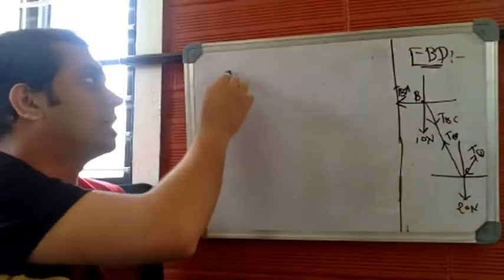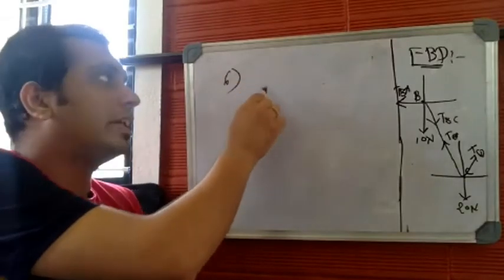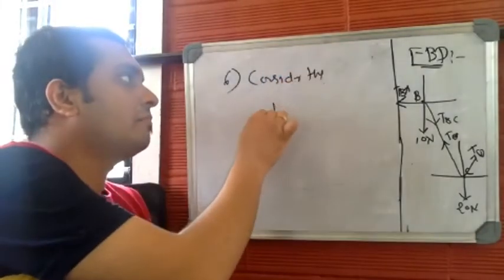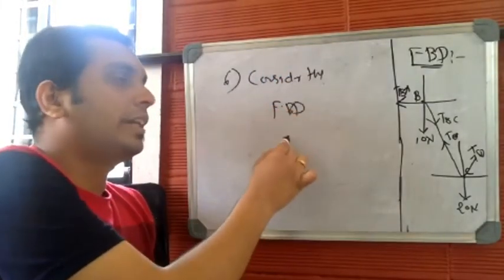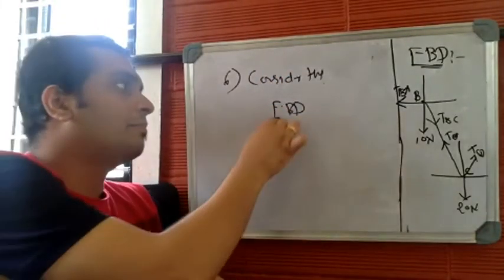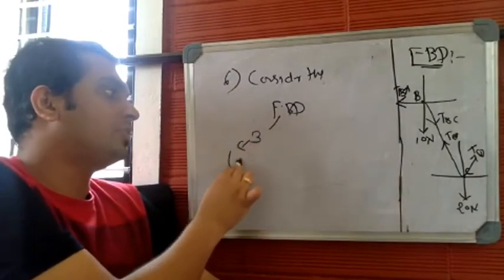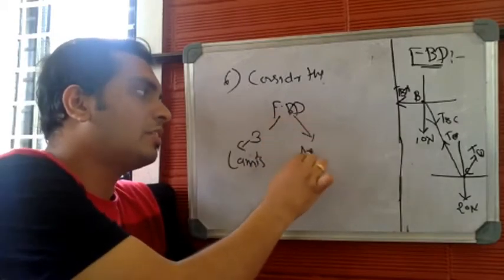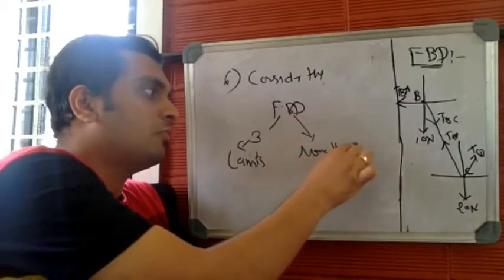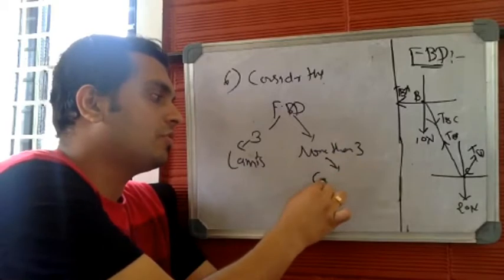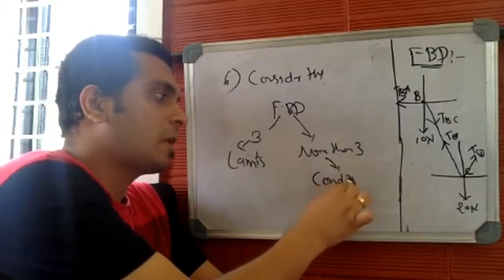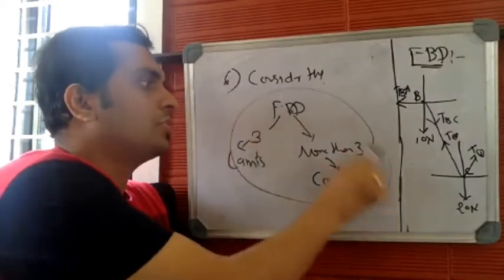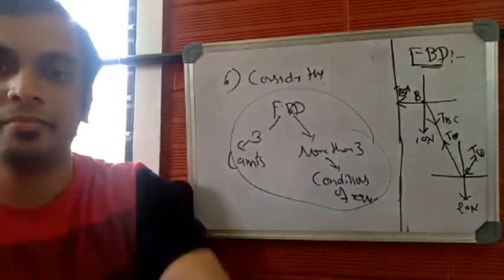After drawing the free body diagram, step number 6 is to consider the free body diagram. If the free body diagram has 3 forces, apply Lami's theorem. If it has more than 3 forces, go with the conditions of equilibrium. This particular step remains the same as that of the previous one.